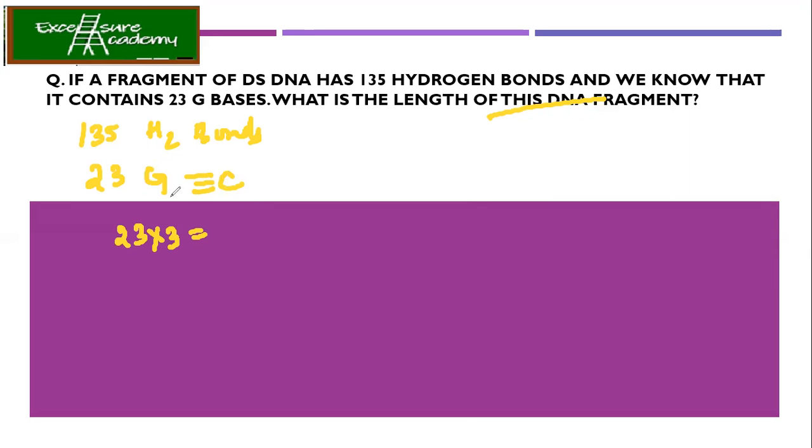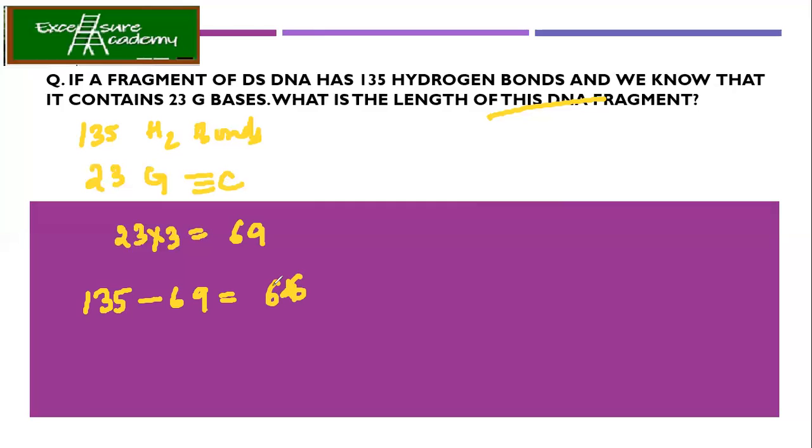So how many guanine are present? An equal number of cytosine will be present. Very good. So 23 into 3 is how much? 69. Yes. So now what should I do next? 135 minus 69. So 135 minus 69 will give you how much? 66.